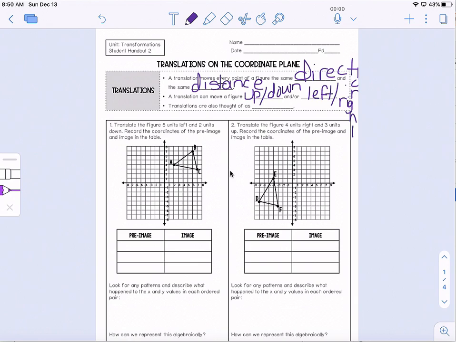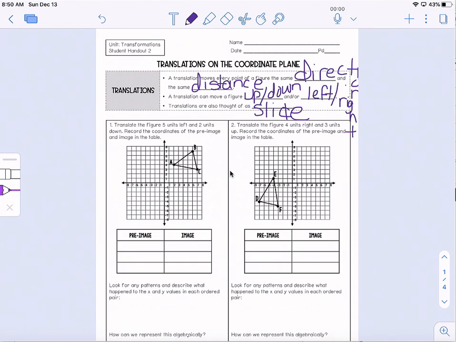Sorry, I'm running out of room on the paper. Translations are also thought of as a slide. A verb that describes a translation is sliding a figure across your graph. So you can slide it left and right and/or up and down.